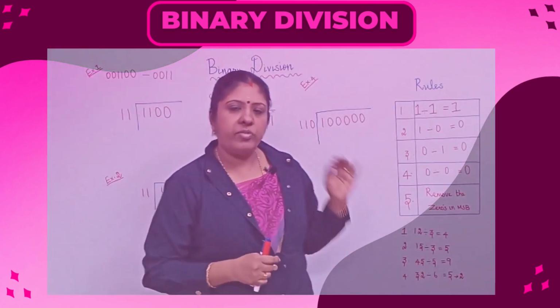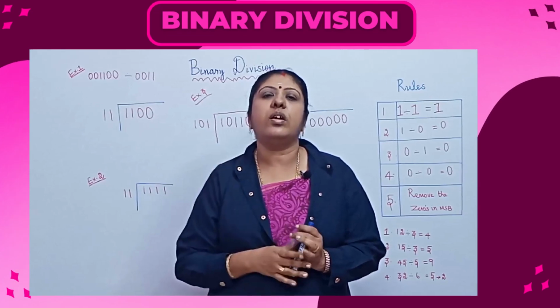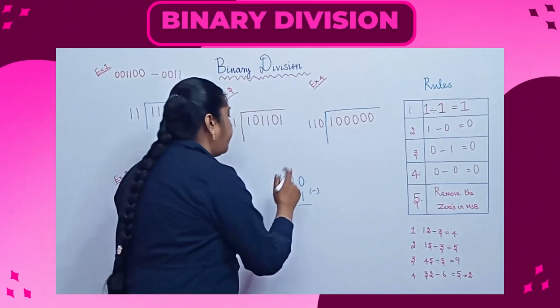What is the difference between a decimal division and a binary division? Only 2 digits are allowed here. Borrowed from here.